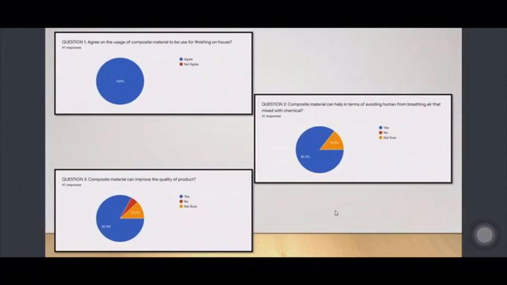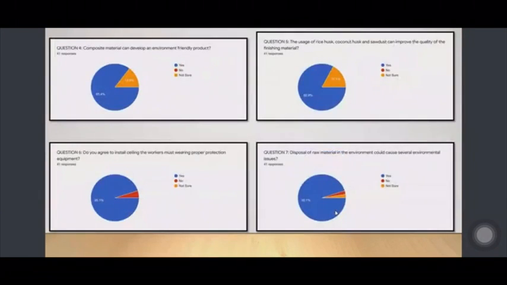Next, question 3: composite material can improve the quality of the product. From the 41 respondents, 82.9% chose yes because they know that composite material can improve the quality of the product. Question 4: composite material can develop an environment-friendly product. From the respondents, 85.4% chose yes because they know that composite material can develop environmentally friendly products.